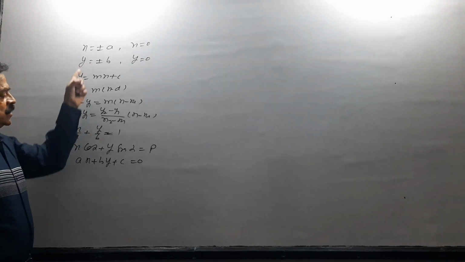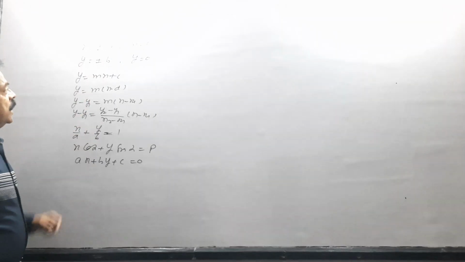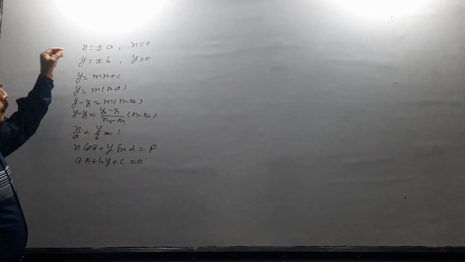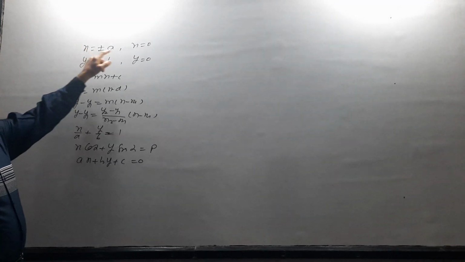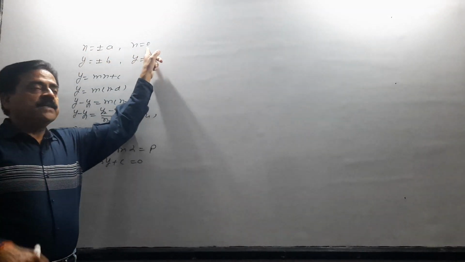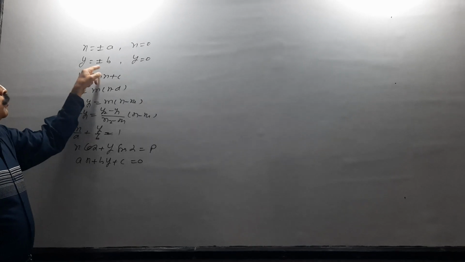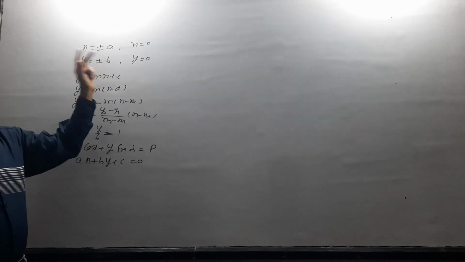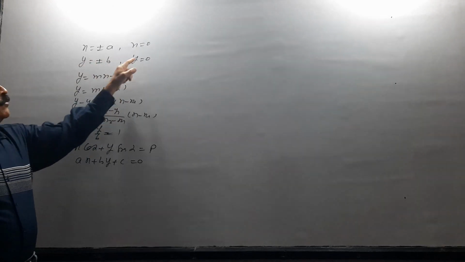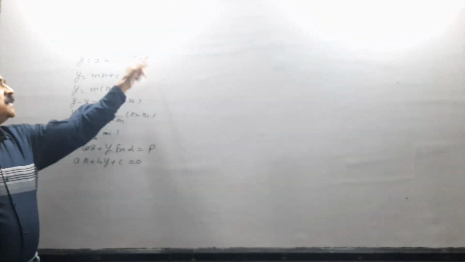These are the equations of straight lines, and all straight lines are different. x equals to plus minus a are lines parallel to the y-axis. x is equal to 0 is the equation of the y-axis. y is equal to plus minus b are lines parallel to the x-axis. And y equals to 0 represents the x-axis.